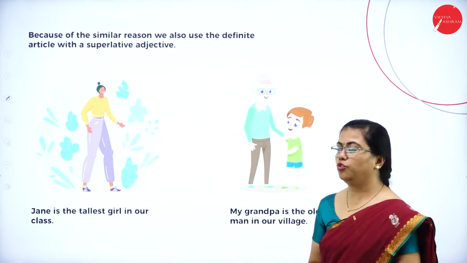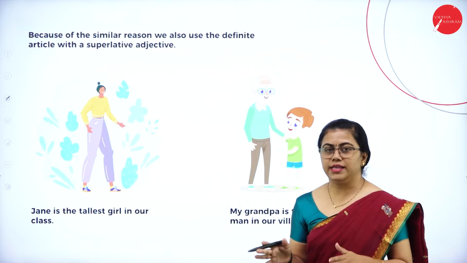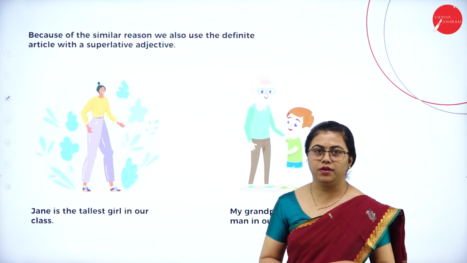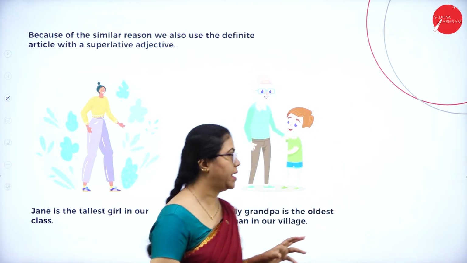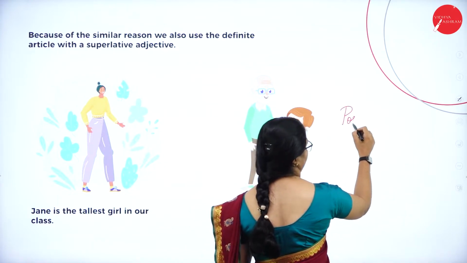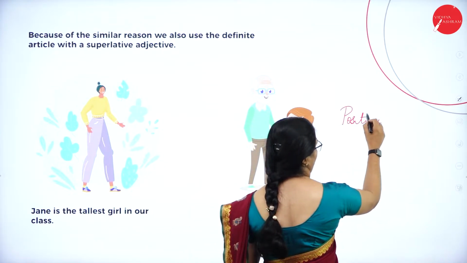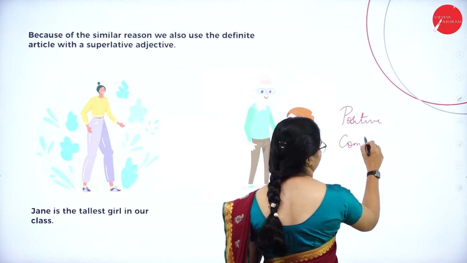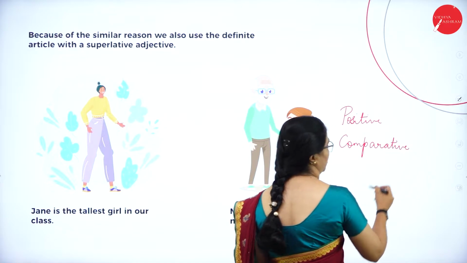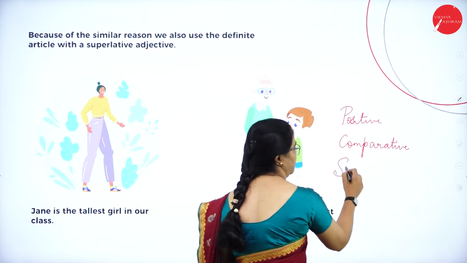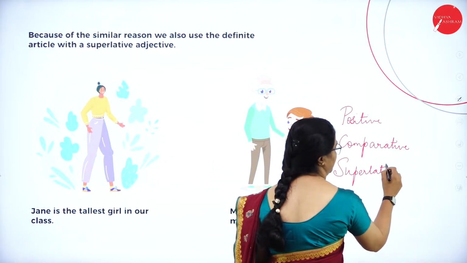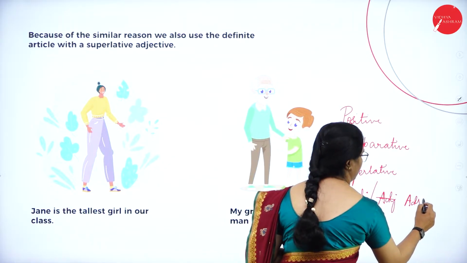Yes. Next, where do we use this? A similar reason for using the definite article is that we use it with the superlative degree. Hope you know the three degrees of comparison. Which are the three degrees of comparison? We have positive, then we have comparative. Note the spelling. Then superlative. I hope you remember this. This exists with adjectives and adverbs.